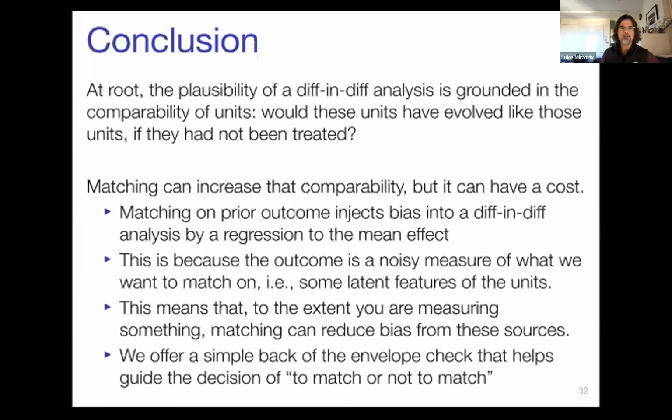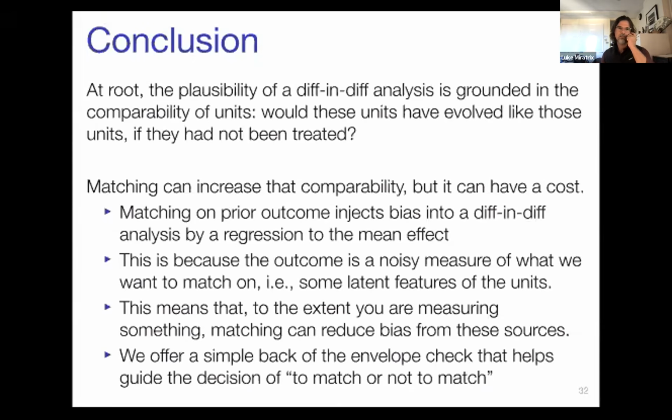Matching on prior outcomes injects bias into what would otherwise be a fine Diff-in-Diff analysis by a regression to the mean effect. And this is because the outcome is a noisy measure of what we want to match on, i.e., it's some latent feature of the units, and we're matching not on the latent feature directly, but on some noisy measure of it. If you're measuring that thing well, then matching is helping, even though it's a noisy measure, it's giving you some information, but it is having this regression to the mean effect.